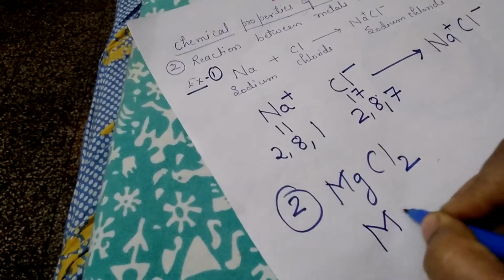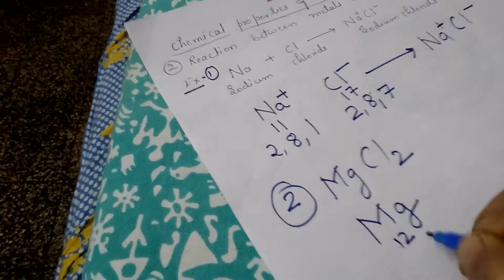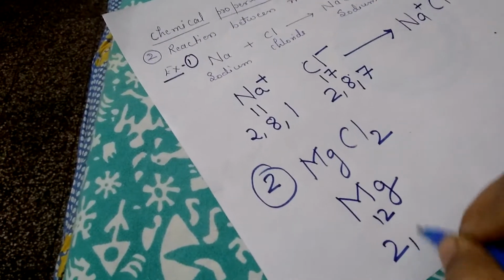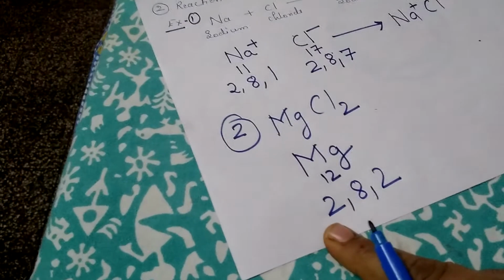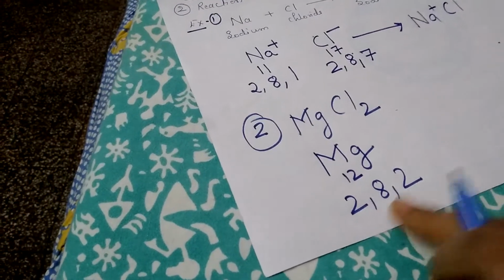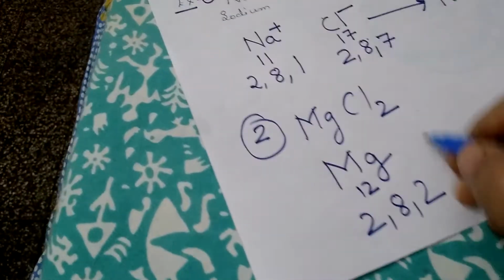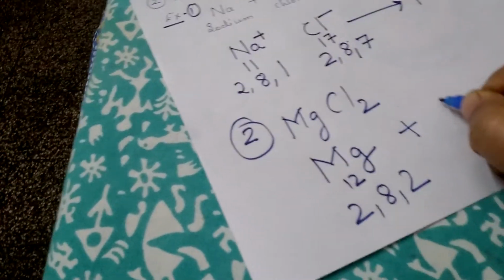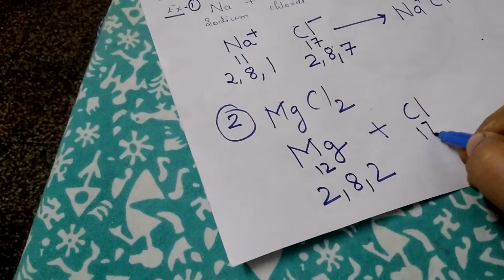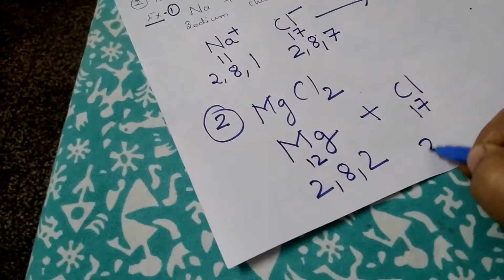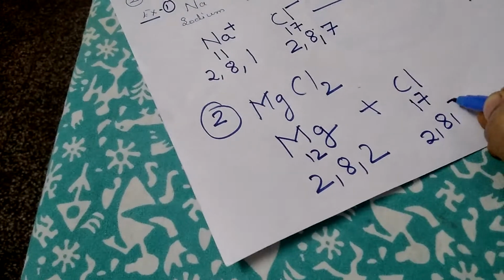Okay, what is the atomic number of magnesium? Its atomic number is 12. So its electronic configuration is 2, 8, 2. You know very well, in the first shell 2 electrons can come, in the second 8, in the third 8, and the third can also accommodate 2. Now what about chlorine, Cl? You know it, its atomic number is 17. So its electronic configuration is 2, 8, 7.